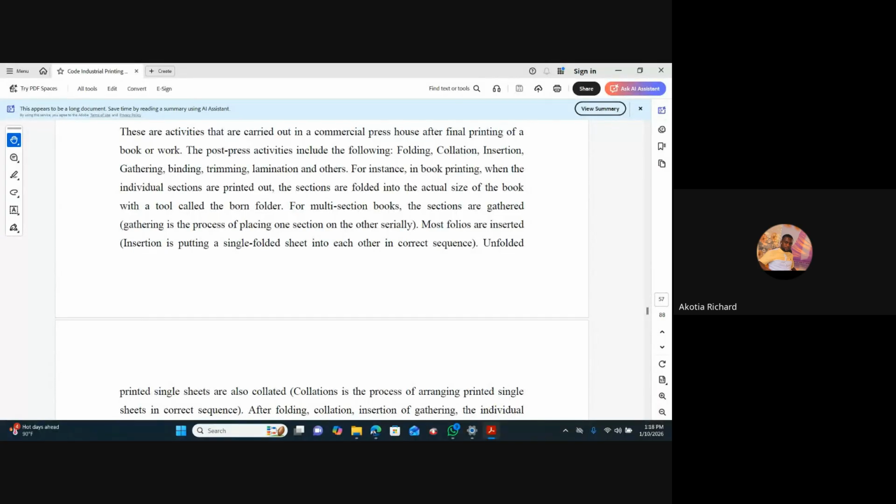For multiple section books, the sections are gathered, as gathering is the process of placing one section on the other serially.